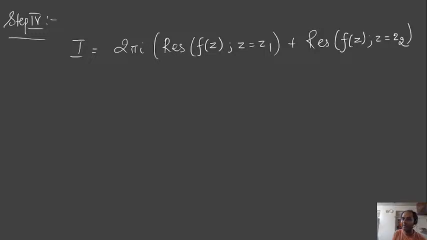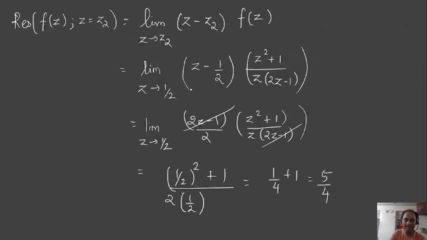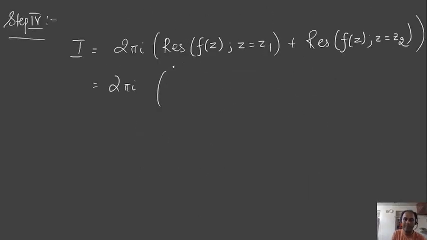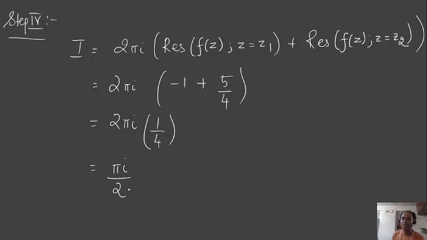Okay, be very careful while writing z and all, so that will help you. So 2 pi i, we had got one answer as -1, the other answer is 5 by 4. Total it up, we get 2 pi i, and from this you get 1 by 4, so the final answer is pi i by 2. This is one of the answers that you would have got.